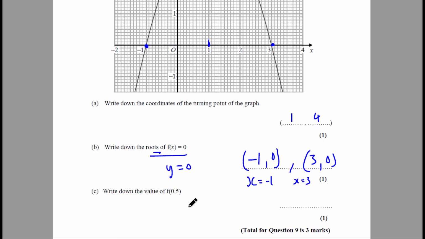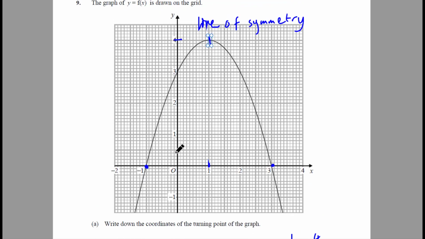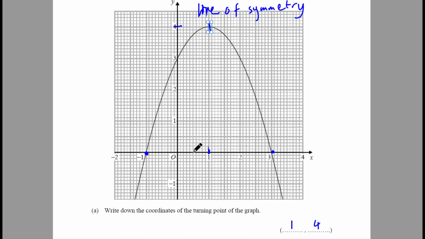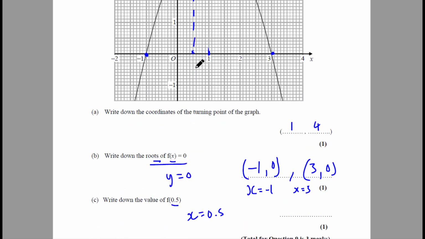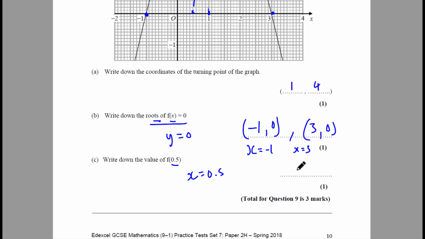Write down the value of f(0.5), so that means you just let x equals 0.5, because you can see the 0.5 is just swapped with this x here, and I believe you just use this graph. So when x equals 0.5, and do a dotted line, and that looks like 3.7 to me, and you just need to write 3.7.